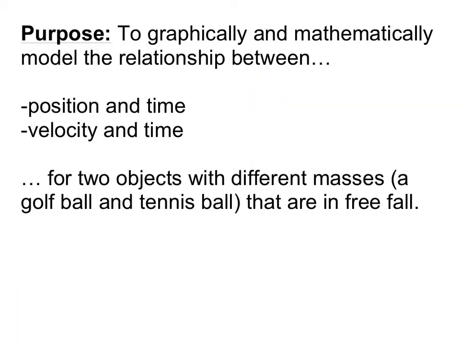So the investigation that we did today involved graphically and mathematically modeling the relationship between position and time, and velocity and time, for two objects with different masses. In the lab today, we used a golf ball and a tennis ball that are in free fall, and we are sending them in free fall by throwing them into the air.